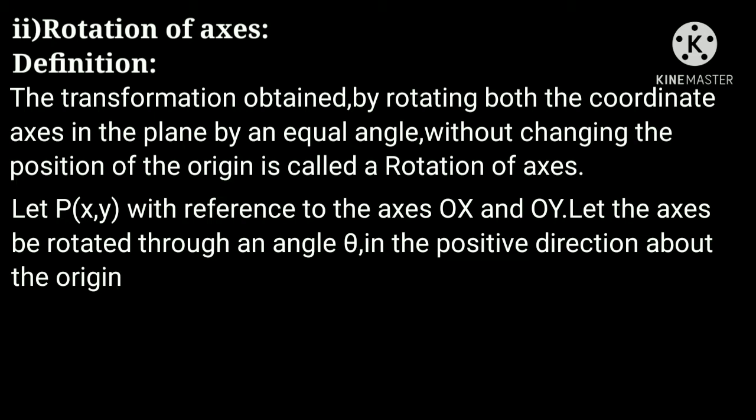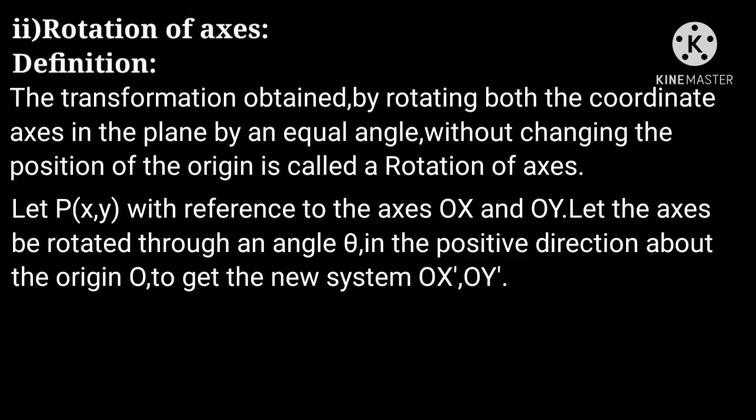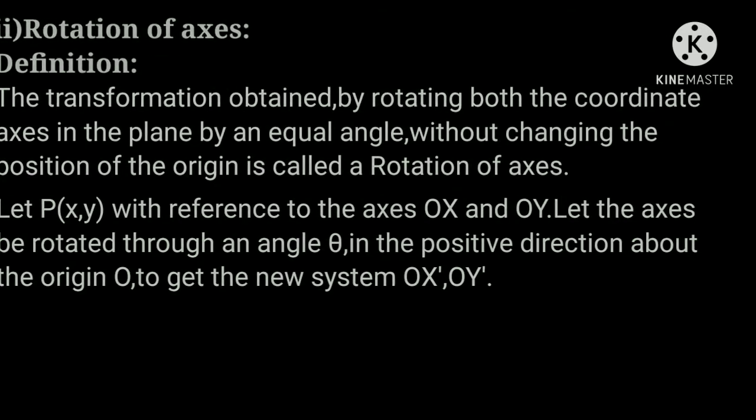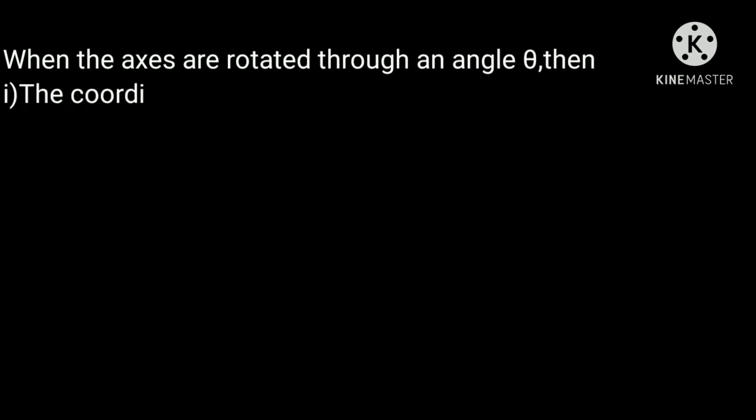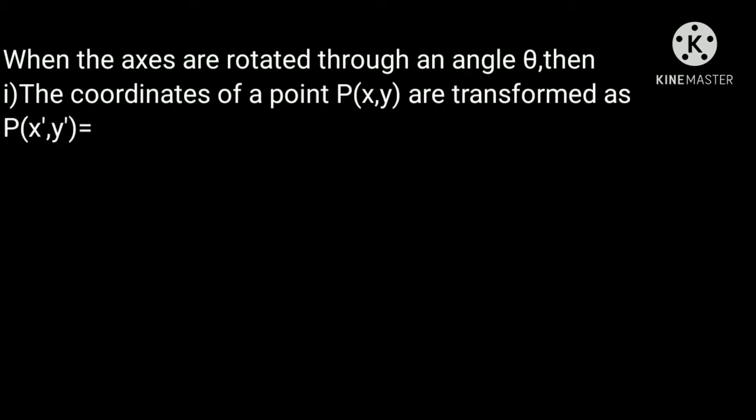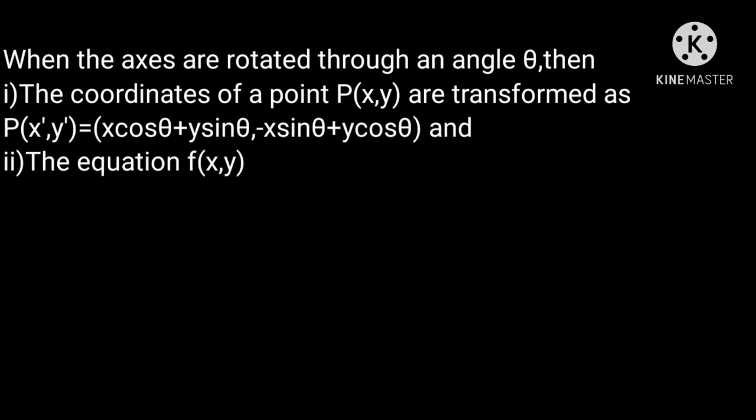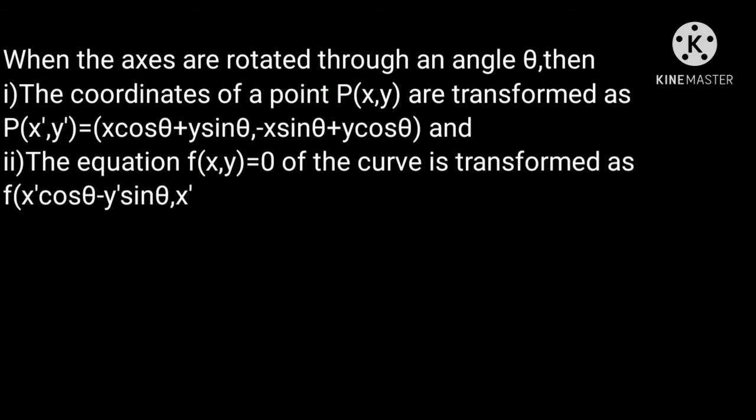Let the axes be rotated through an angle theta in the positive direction about the origin O to get the new system OX dash and OY dash. When the axes are rotated through an angle theta, then first, the coordinates of a point P(x, y) are transformed as P(x dash, y dash) equal to (x cos theta plus y sin theta, minus x sin theta plus y cos theta).